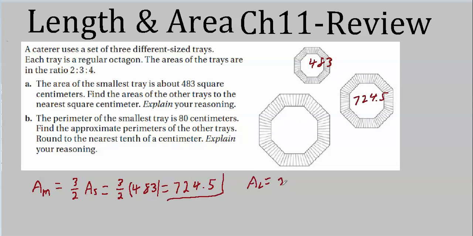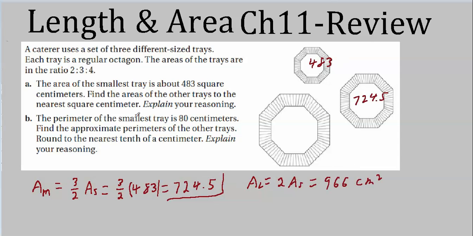A sub L equals 2 times A sub s, or 2 times 483. When I multiply 483 by 2, I get 966. And of course, this is centimeters squared, and this is centimeters squared over here too.